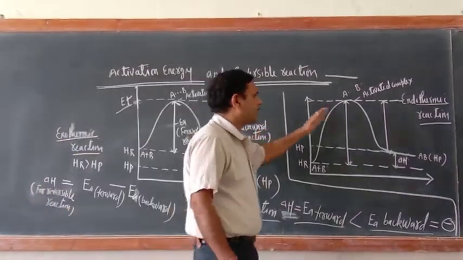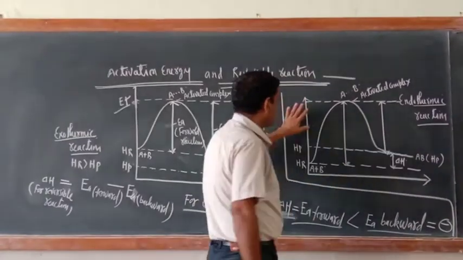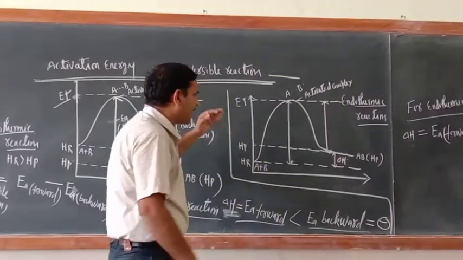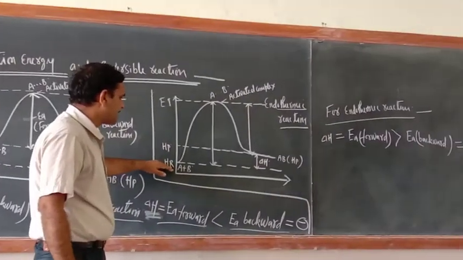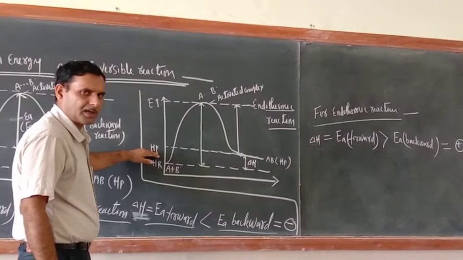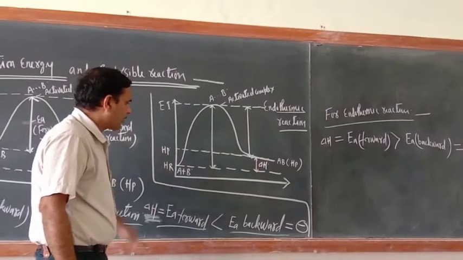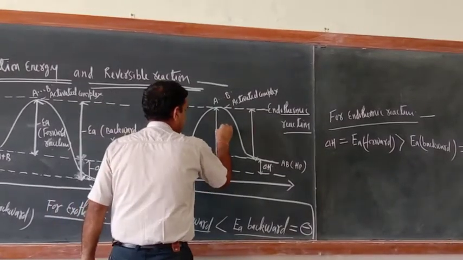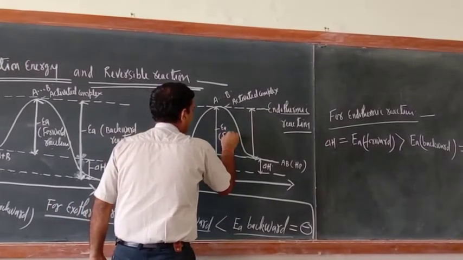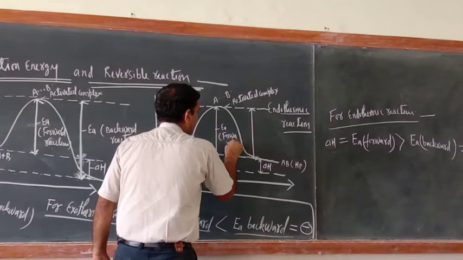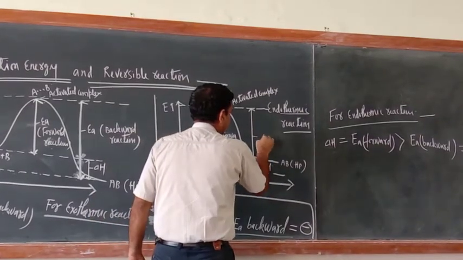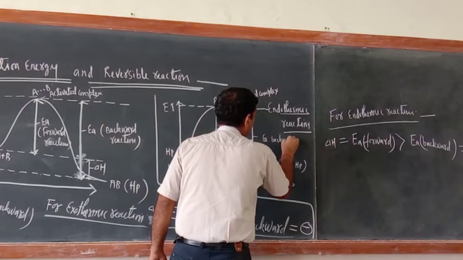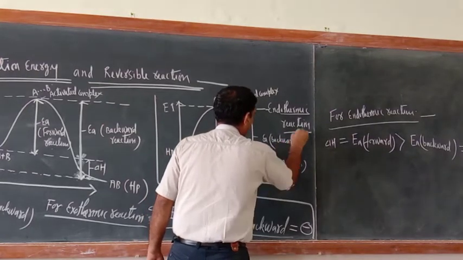Now what about the endothermic reaction? Everything is the same. What is the difference? For an endothermic reaction, the reactant energy is less than that of the product. Already you know this. So now try to understand. For an endothermic reaction, this is EA forward. And what about this one? EA backward.